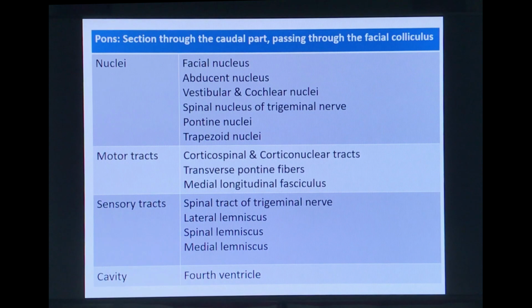So first let us look at the section through the caudal part, which is passing through the facial colliculus. I have already shown the facial colliculus in the external features. At the inferior part of the medial eminence, you will see a swelling called the facial colliculus. So in that section, what all structures will you be seeing?